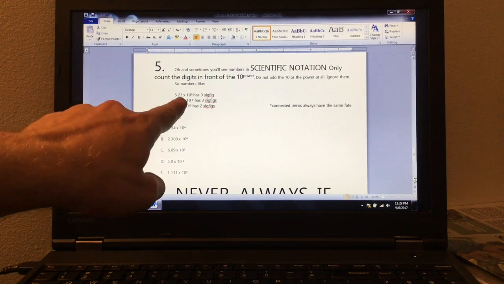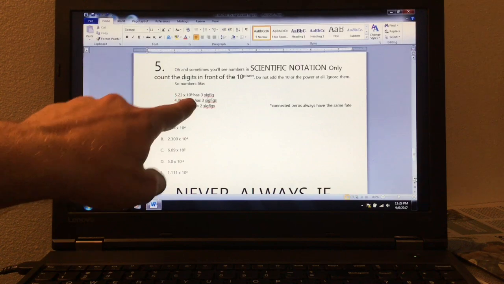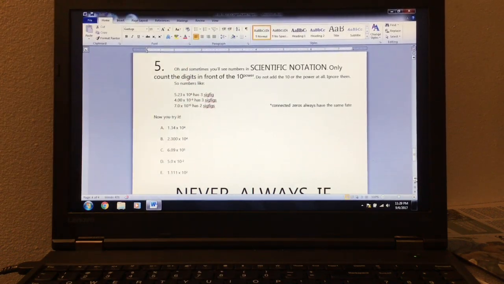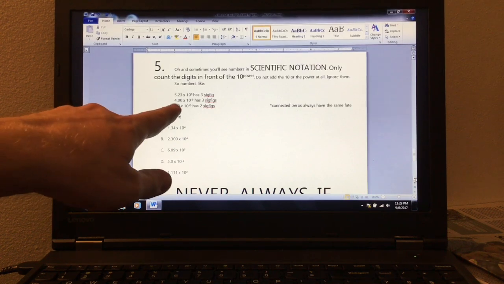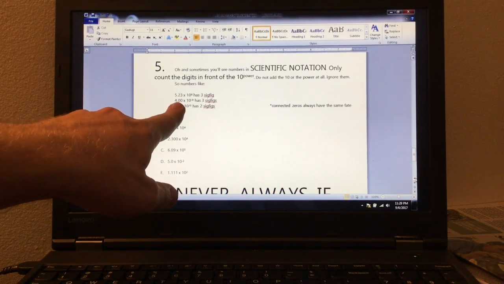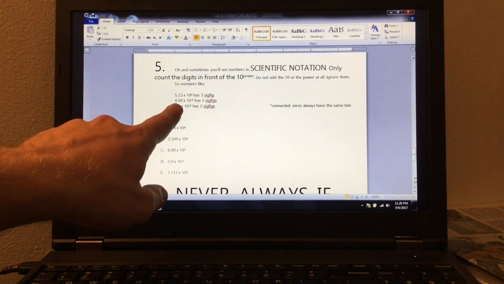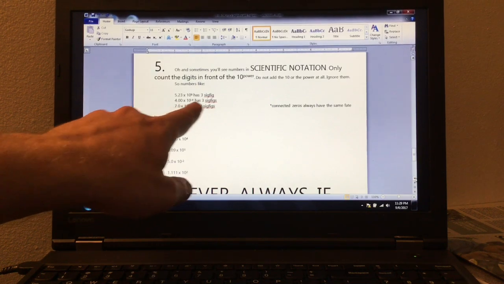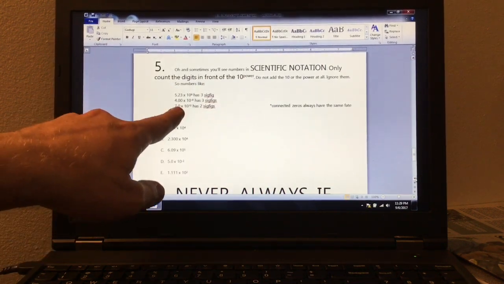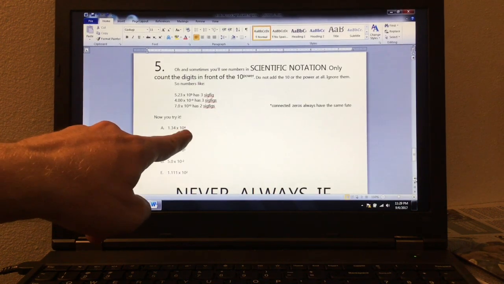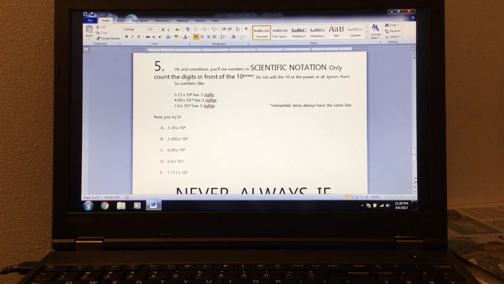You just count how many digits are over here. There's 3 in front of the x. It has 3. I don't even look at the 10 to the 6. Don't count it. Don't do anything with it. Okay? 4.00, there's 3 there. Technically, those zeros at the end count if there's a decimal, but there's a decimal, so it's always, right? Okay? So that has 3 sig figs as well. 7.0, there's only 2 there. 2 sig figs. So scientific notation makes things super easy. You just look at the power there, and you ignore it.